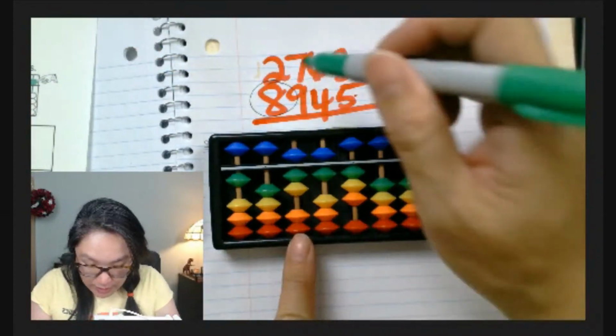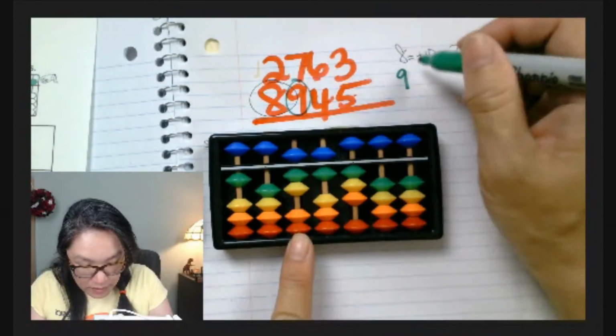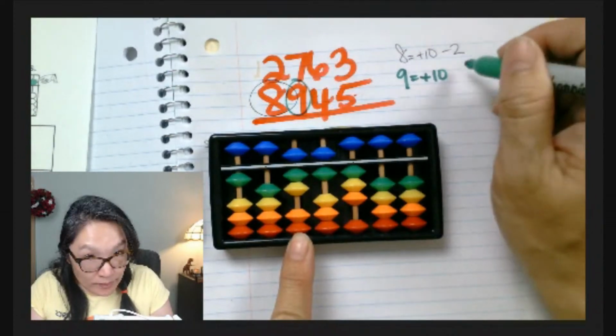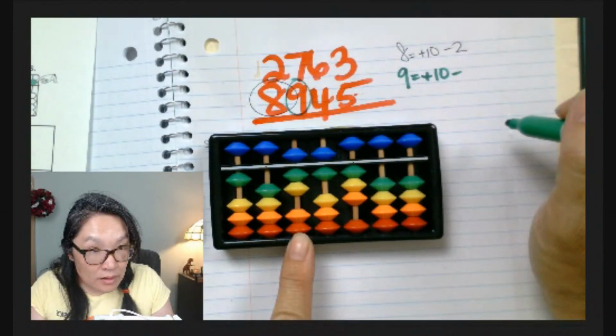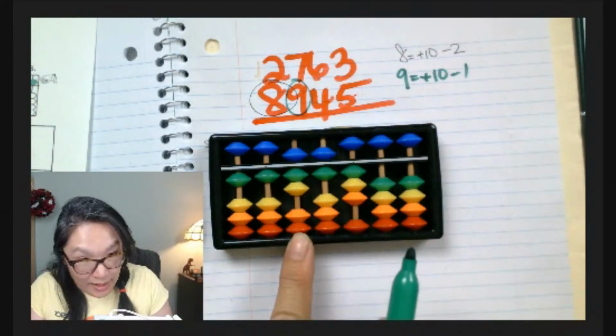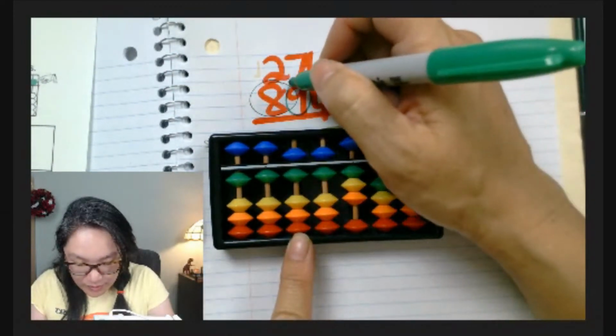Now I go to the 9. The 9, is there enough? Plus the 10 minus 1. So then what are we going to do? We're going to plus the 10 and minus the 1. So we're done with the 9.